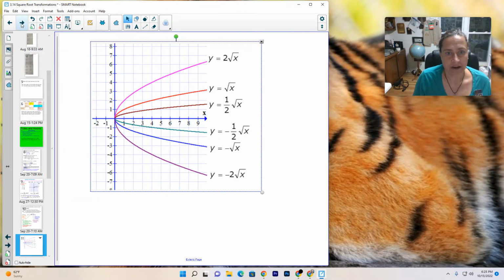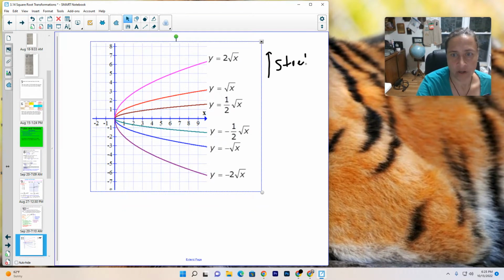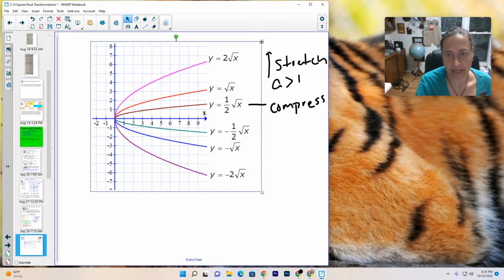This is just a little diagram I left in your notes, so take a look at this. This would be a vertical stretch when the a is greater than 1. This is going to be a vertical compression. Sorry, my handwriting isn't good on this. When a is less than 1, so when we have a fraction, it's going to push it down.